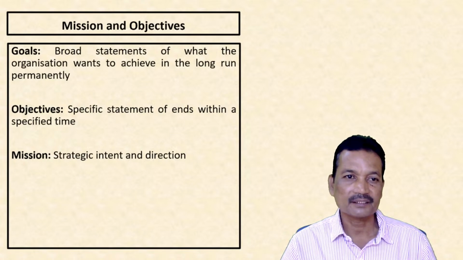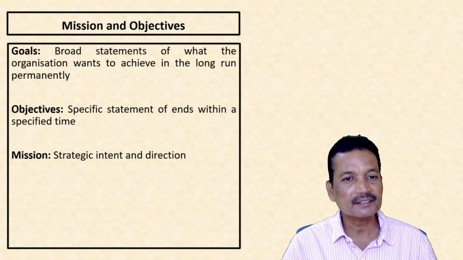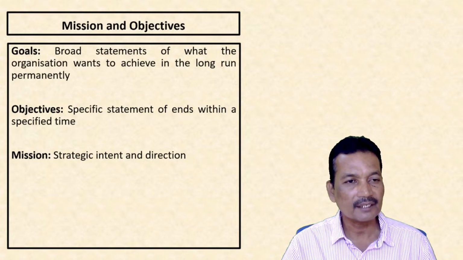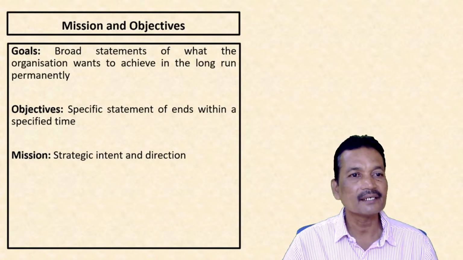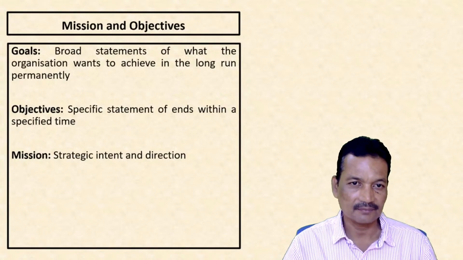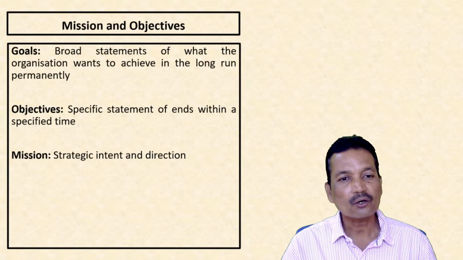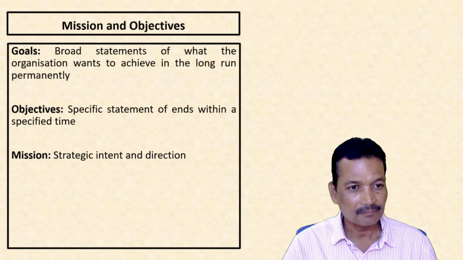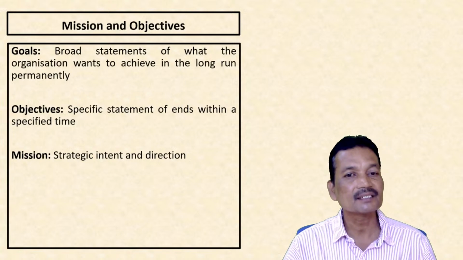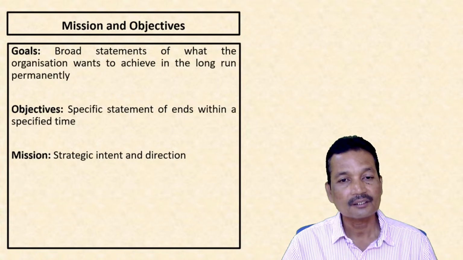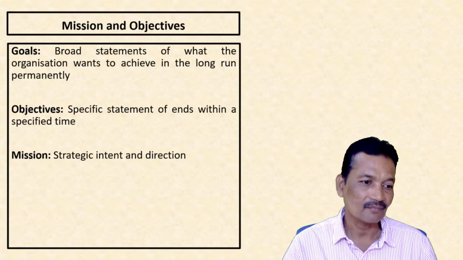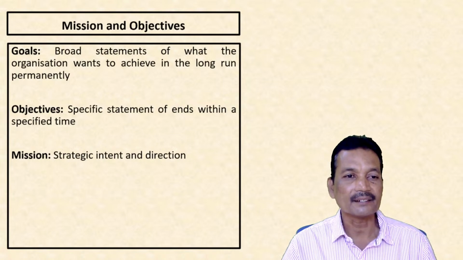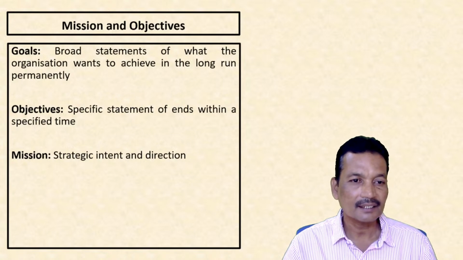Now, when we look at objectives, it is the specific statement of ends within a specified time. When we say goal, for example, I say to become the world leader in aluminum manufacturing. So here we are not specifying the statement with the time or the statement of ends, that means how much should be our production, at what time we should reach the production. But when we are talking of objectives, then we are talking of what the company wants to achieve in a given time frame.